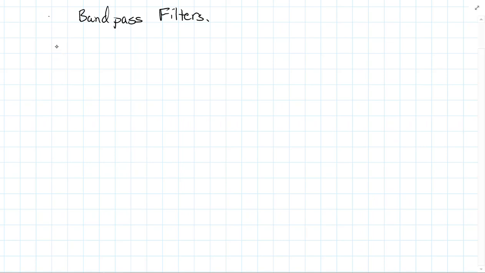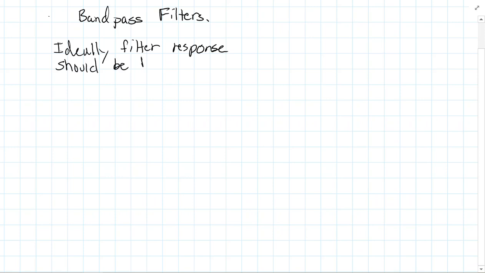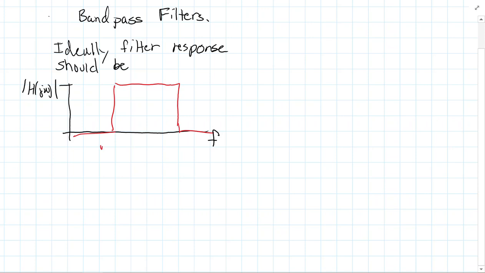Now, remember, ideally the filter response should be the following. So if I have a graph here with frequency and then the magnitude of H at j omega, ideally my bandpass filter is going to look like this, where this is omega c1 and omega c2.